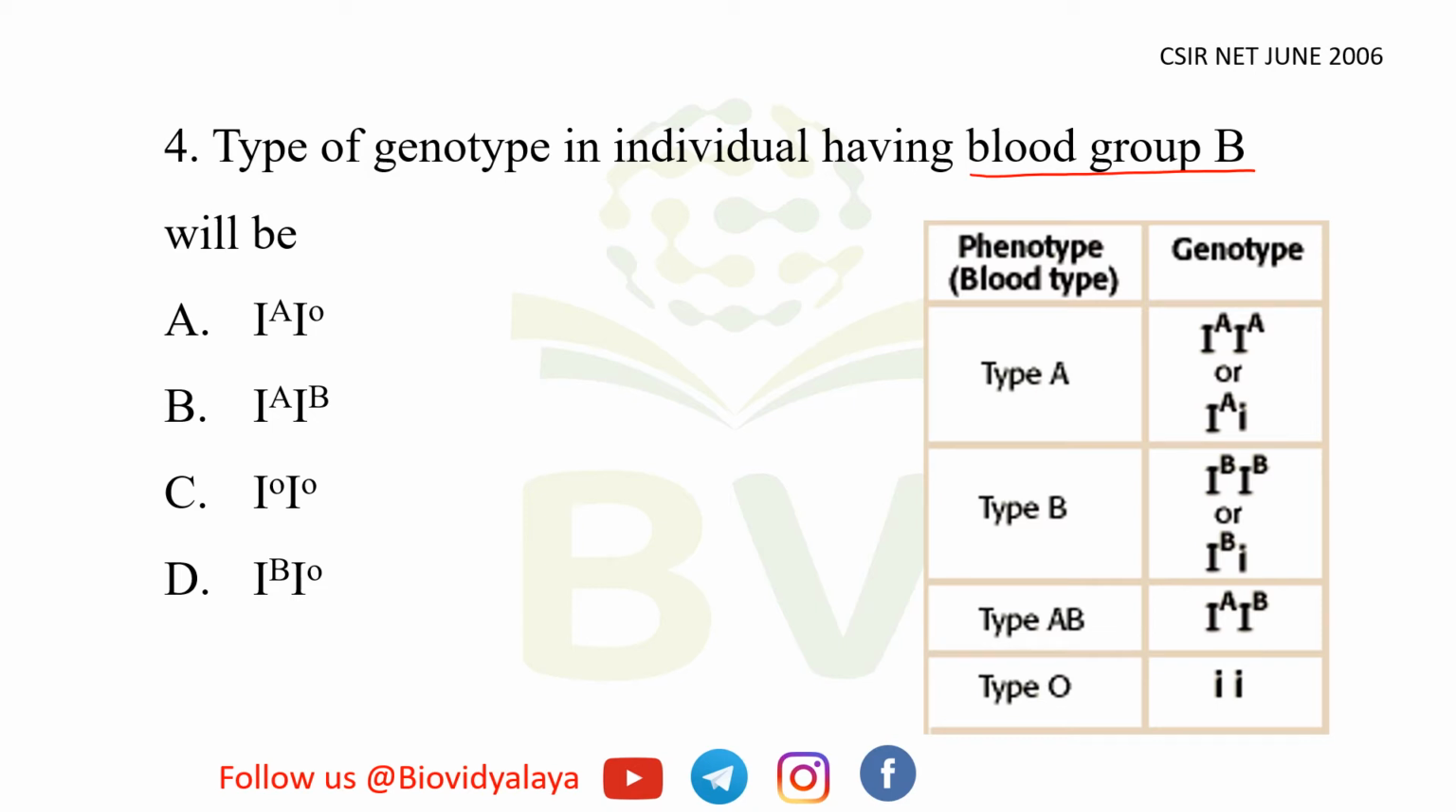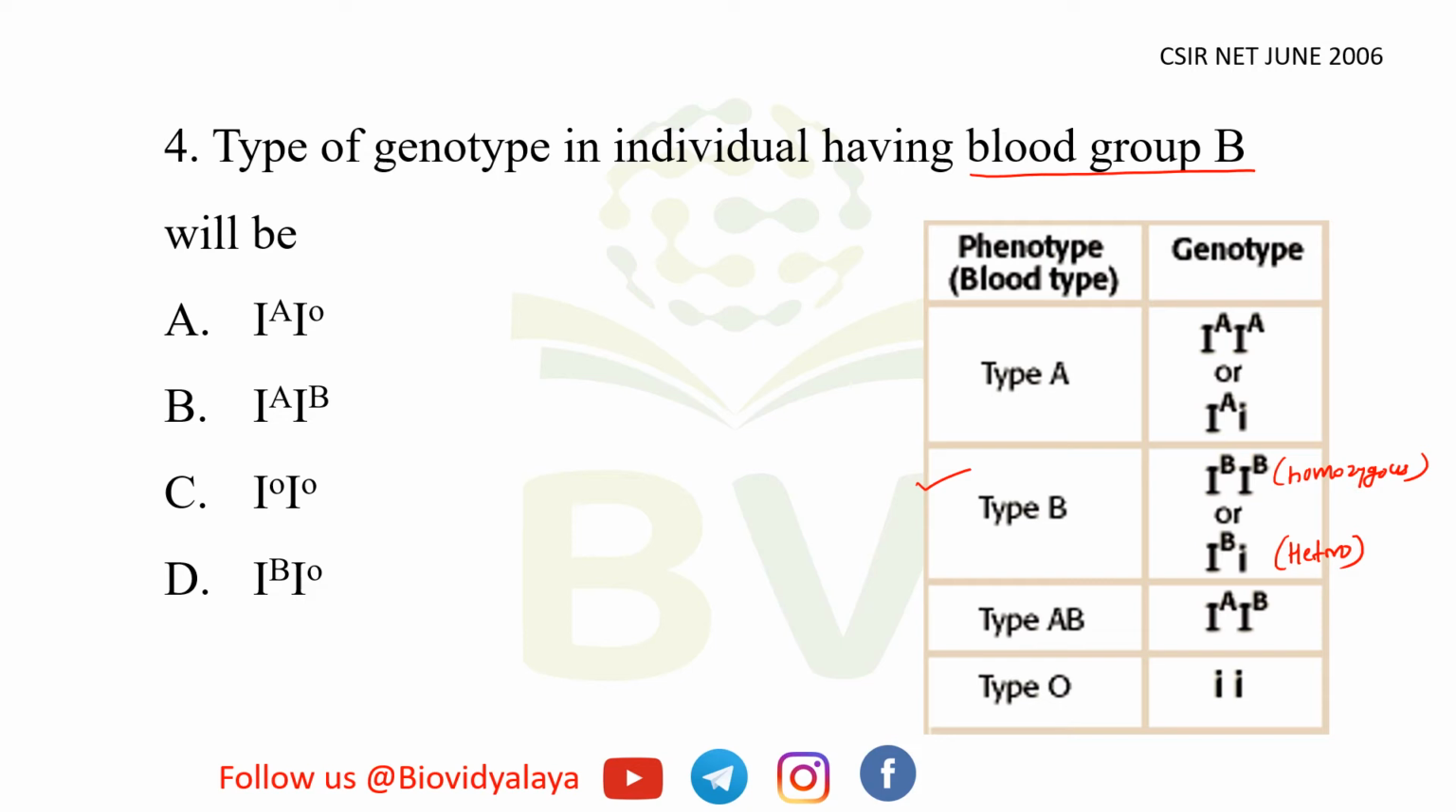What is the genotype of blood group B? IBIB, this is homozygous dominant, or IBi, this is heterozygous. So the genotype of type B blood group can be IBIB or IBi.